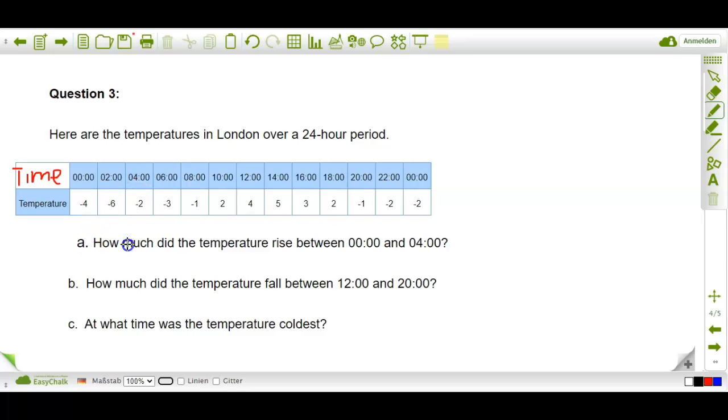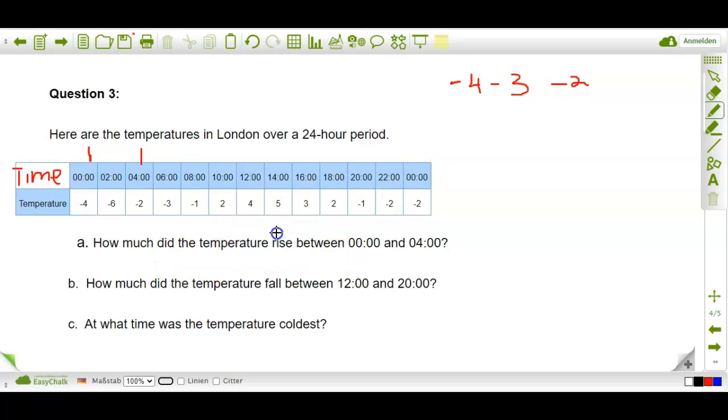So part A asks how much did the temperature rise between 0 hours and 400 hours. So this is 0 here and this is 4 here. From 0 to 4, the temperature started at -4, and at 400 hours it was at -2. So if we were to fill up all the numbers between, we have -3, 1 between.